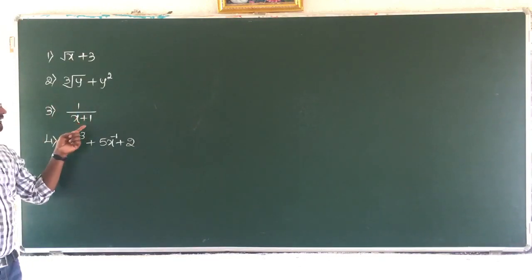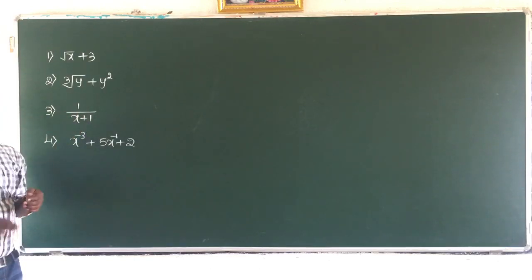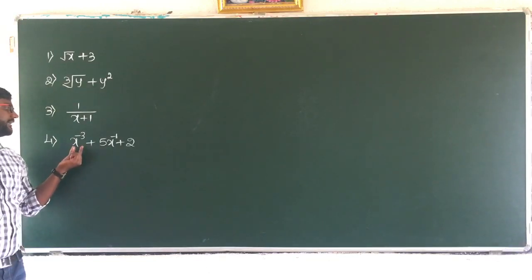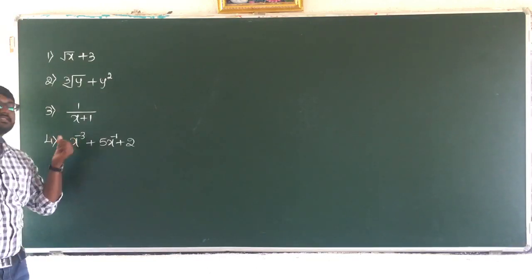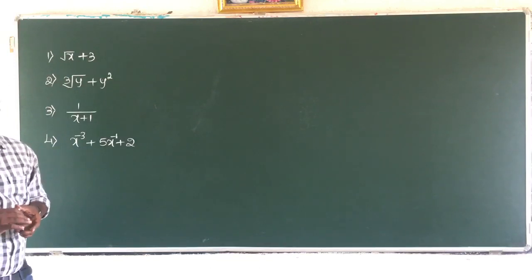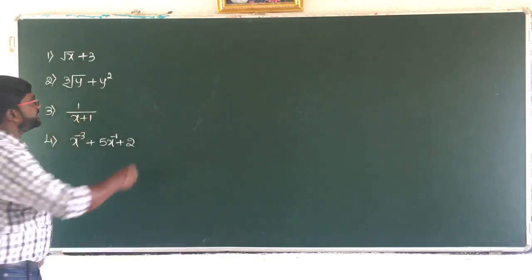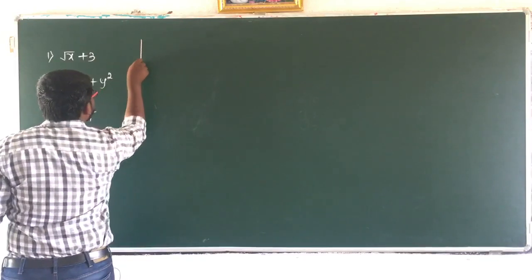So here if you take this to the numerator, it becomes x plus 1 to the power minus 1, again which is not a polynomial. Here the degree of x is minus 3, therefore this is also not a polynomial.